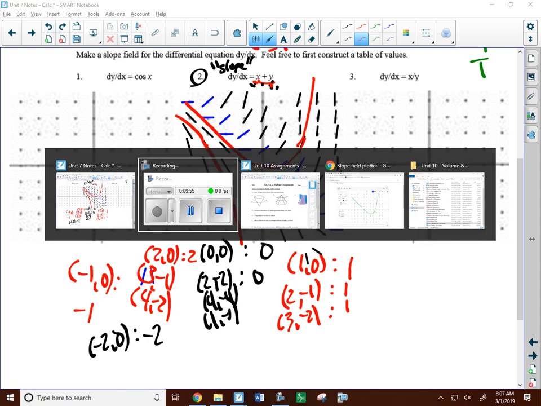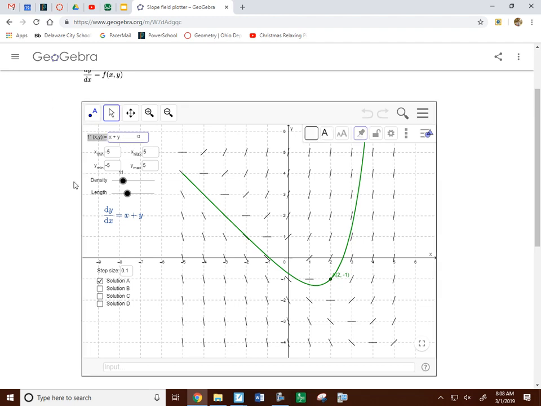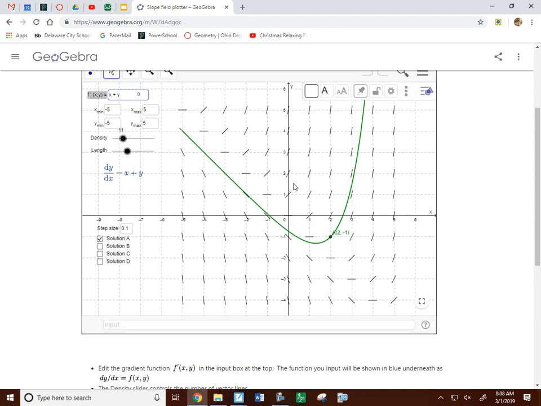I want to show you too. I gave you on there. I think it's at the bottom. Yeah, at the bottom of that page. You can check these. I don't have an answer key for these, but you can go to this slope field plotter. Here, this is actually X plus Y. There's the slope field. Same one we just did. But you can also throw in one of those particular solutions, so you can see what it would look like. So if it goes through certain points.